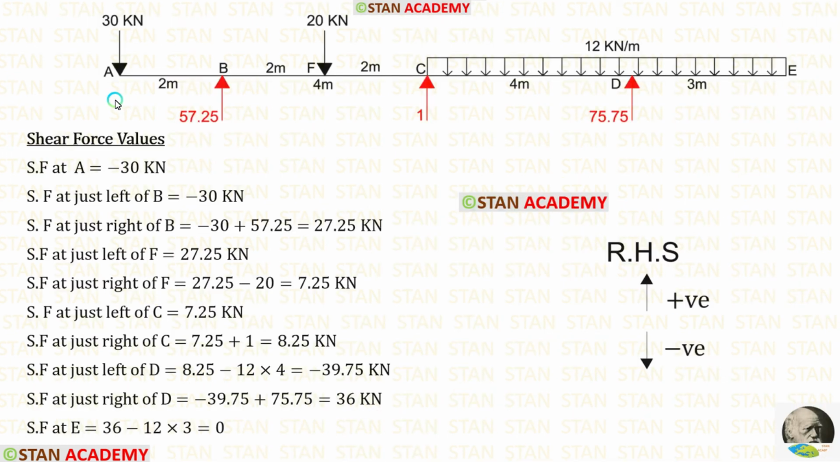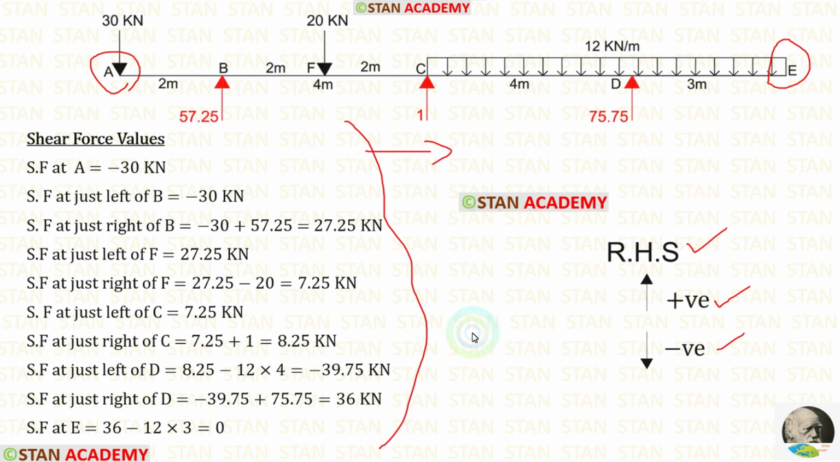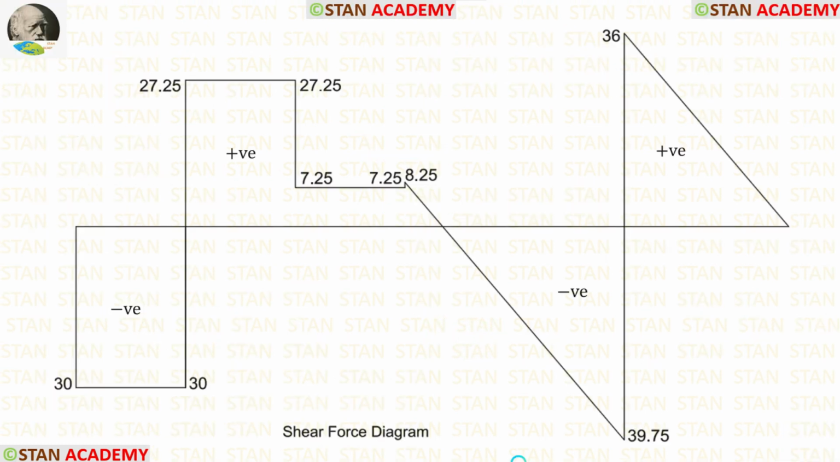Now I am going to calculate the shear force values. I am going to start from the point A and move towards the point E. In this case, I am moving towards right hand side. Upwards will be positive and downwards will be negative. Using that, we can calculate the shear force values. Using the values, we can make the shear force diagram.